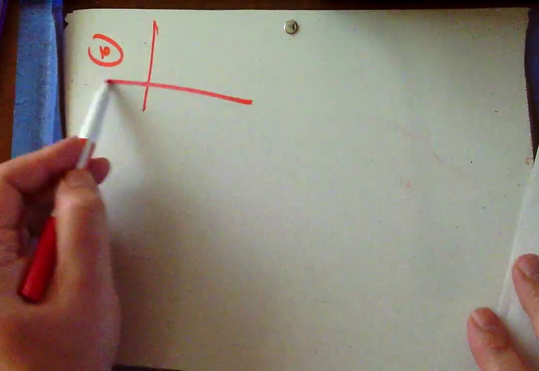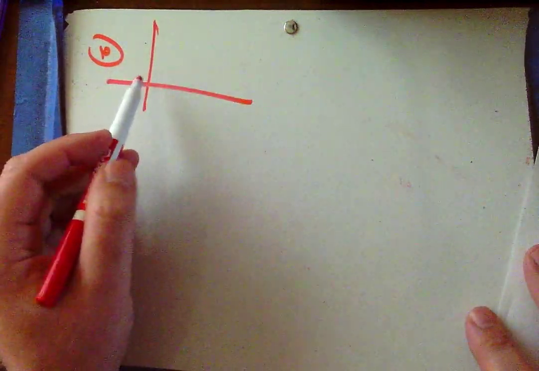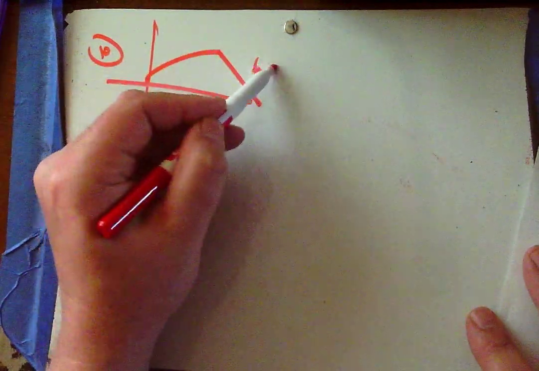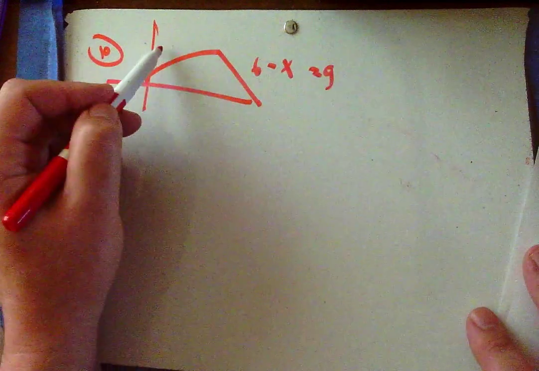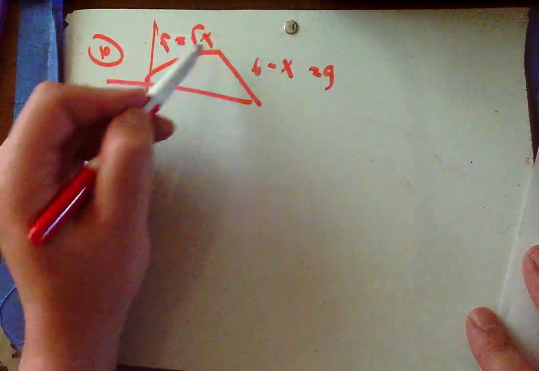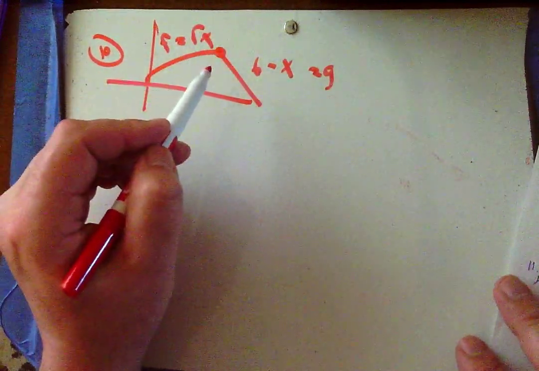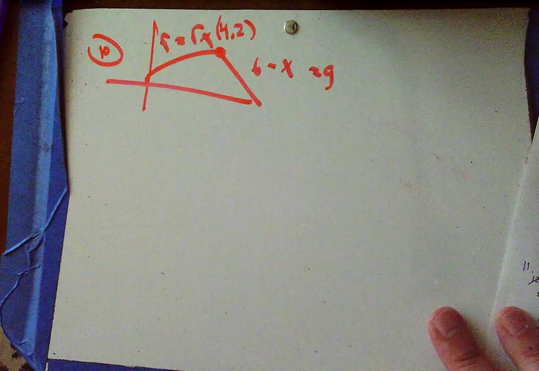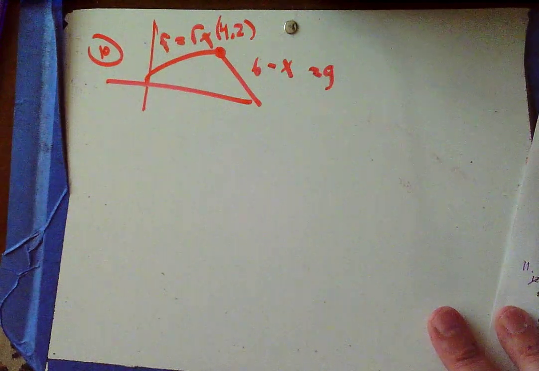We've got 2 functions, a square root function, f equals square root of x, and then we've got g equals 6 minus x. And they meet somewhere at (4, 2), we're told. Okay, this is without calculator. Find the area of region R.